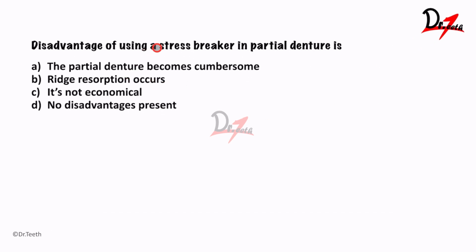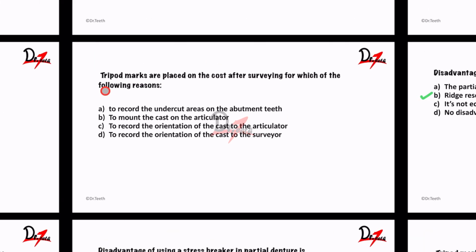The disadvantage of using a stress breaker in partial denture is, so the function of a stress breaker is that instead of applying forces on the abutment teeth, it directs the forces on the residual ridges. But the disadvantage here is that it can cause ridge resorption, obviously because it is directing the forces on the ridges. So here we have the correct answer.